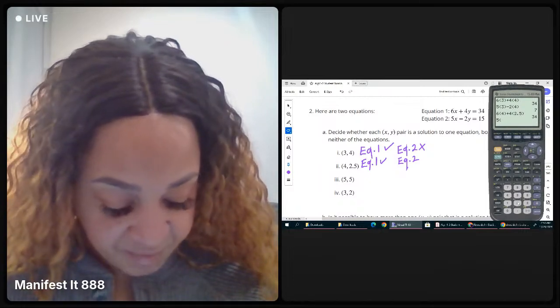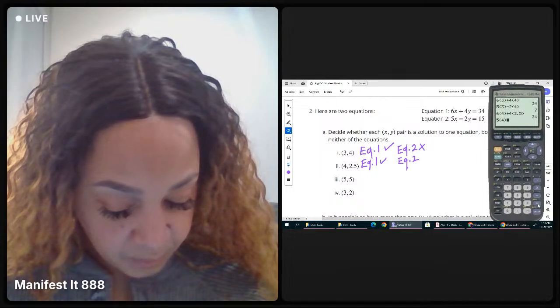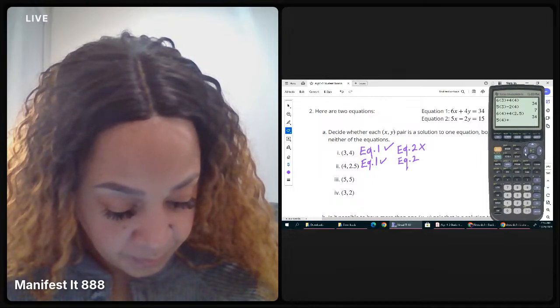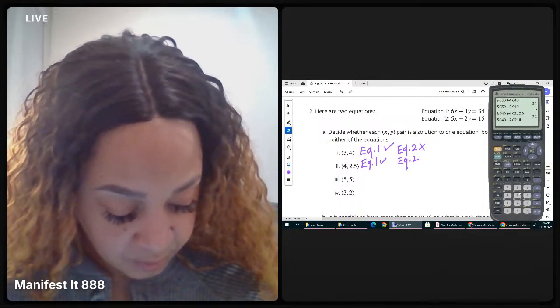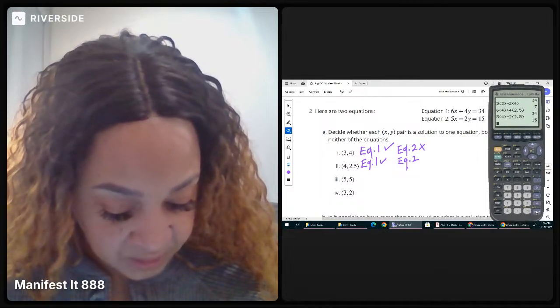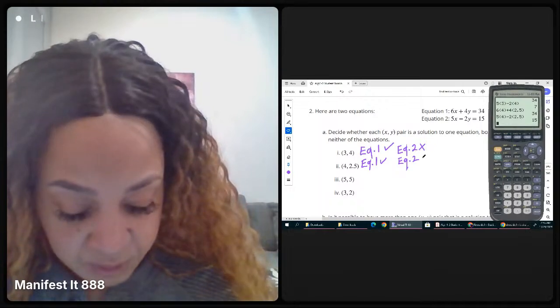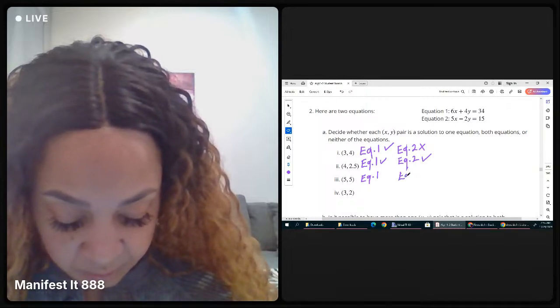So equation 2 is 5 parentheses 4 minus 2 parentheses y, which is 2.5. And it's supposed to be equal to 15, and it is. So we have a yes for equation 2. All right, I'm just going to keep checking both equations.